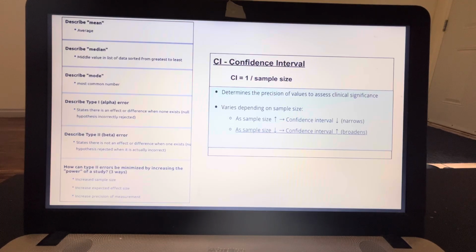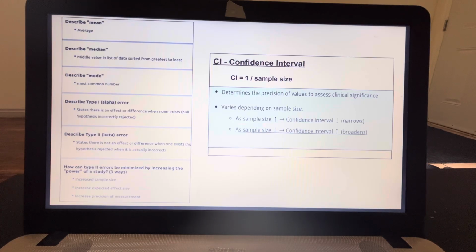And then we have these errors, which we can discuss in null hypothesis. Just a little bit: type 1 error is when there is no effect or difference when none exists, and the null hypothesis is incorrectly rejected. So we have rejected the null hypothesis, and that error is type 1 error, which is called alpha, whereas type 2 is beta. Remember, power is 1 minus beta and type 2 error is beta. In type 2 error, there is an effect or difference when one exists, but the null hypothesis is not rejected when it is actually incorrect.